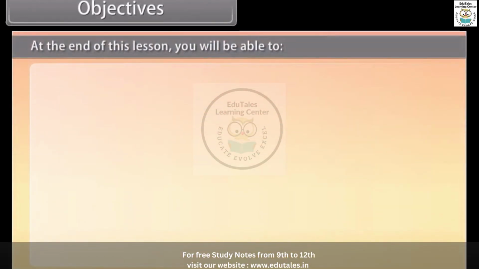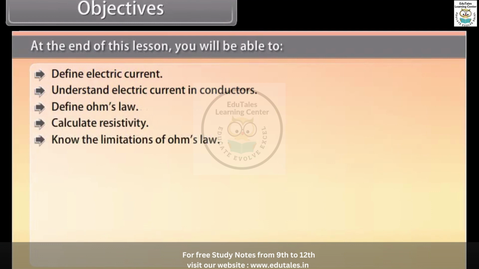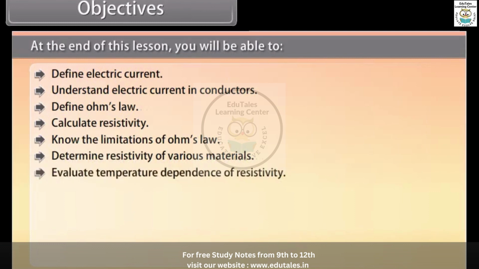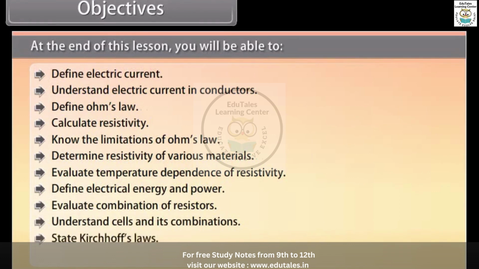At the end of this lesson, you will be able to define electric current, understand electric current in conductors, define Ohm's law, calculate resistivity, know the limitations of Ohm's law, determine resistivity of various materials, evaluate temperature dependence of resistivity, define electrical energy and power, evaluate combination of resistors, understand cells and its combinations, state Kirchhoff's law, define Wheatstone bridge, meter bridge, and potentiometer.